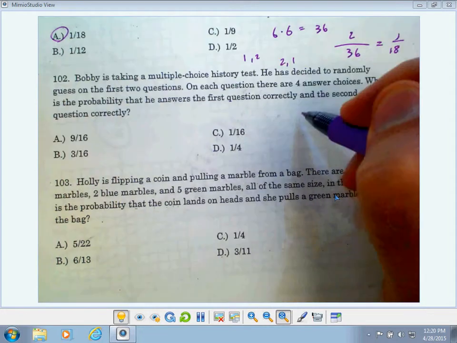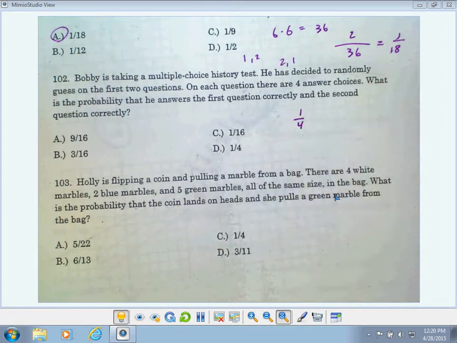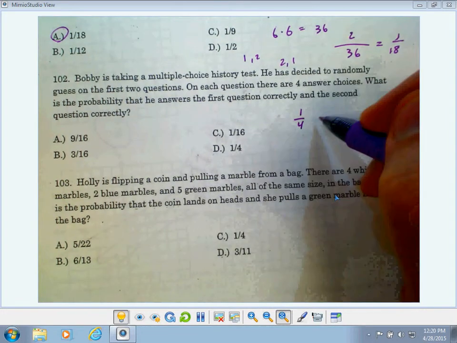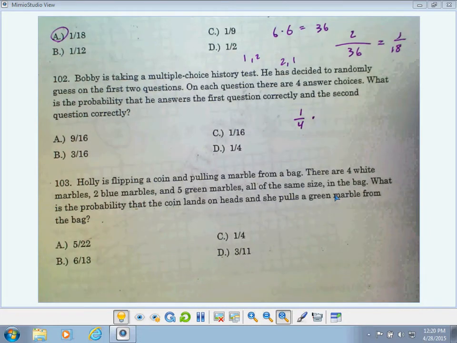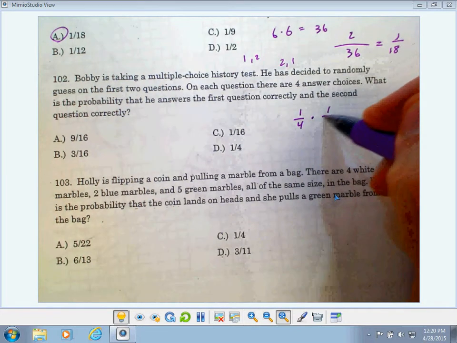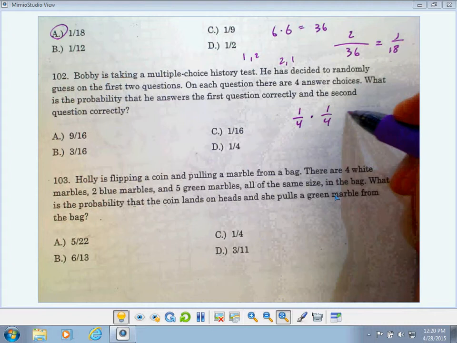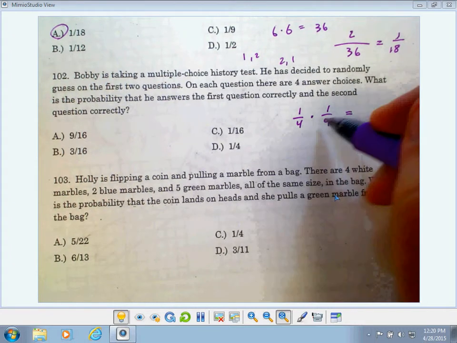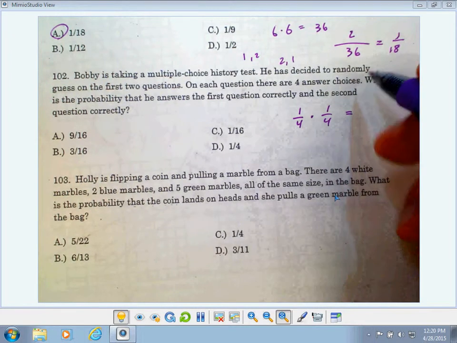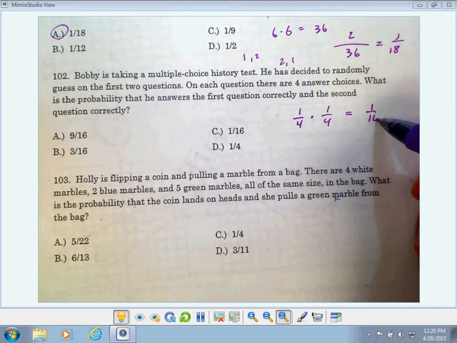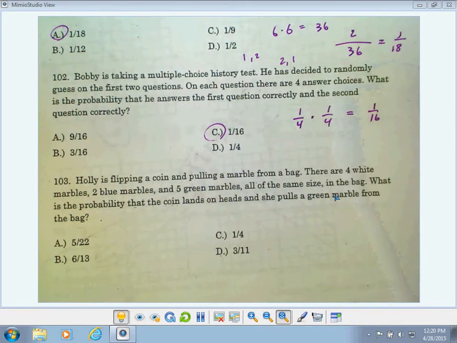Well, again, since there's a 1 out of 4 chance of getting the first one right, and we're doing multiple probability here, he would also have a 1 out of 4 chance of getting the second one right. But to get them both correctly, you would multiply straight across the top and the bottom, and you would get 1 out of 16. So he only has a 1 out of 16 chance of getting them both correct by randomly guessing.